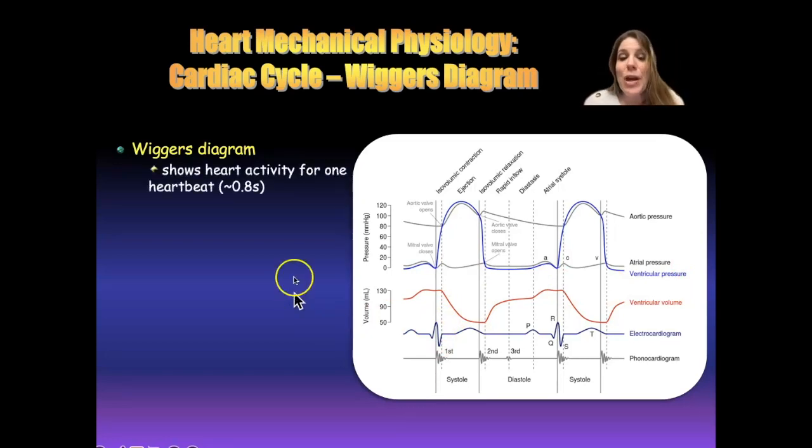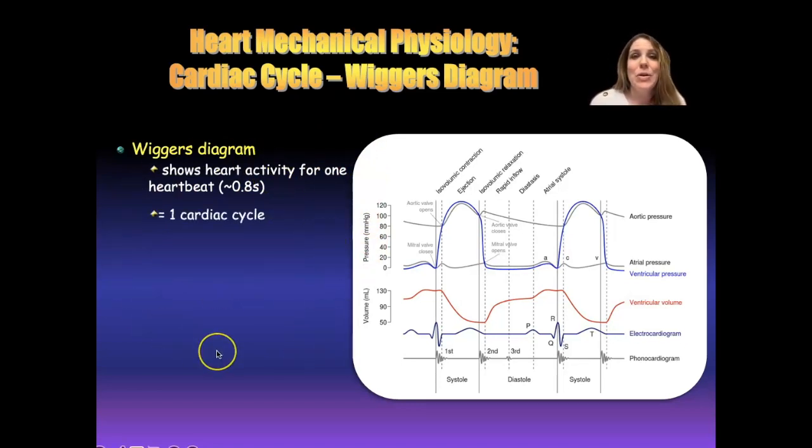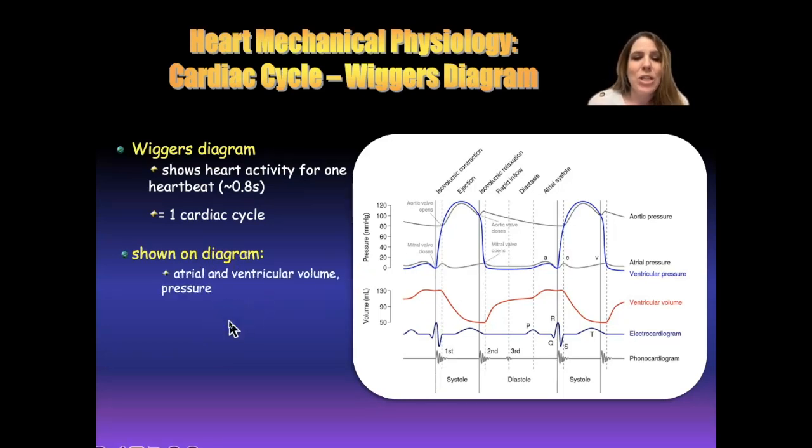Essentially what you're looking at when you're looking at this Wigger's diagram is the activity of the heart for one heartbeat. And a heartbeat lasts less than a second, about 0.8 seconds. During that time, we have the cardiac cycle that we just went over, and that's considered mechanical physiology. On this diagram, we're going to be able to gather information about the volume in the atria and the ventricles, as well as the pressure in the atria and the ventricles. And we've already described these things in our previous discussion about the cardiac cycle.